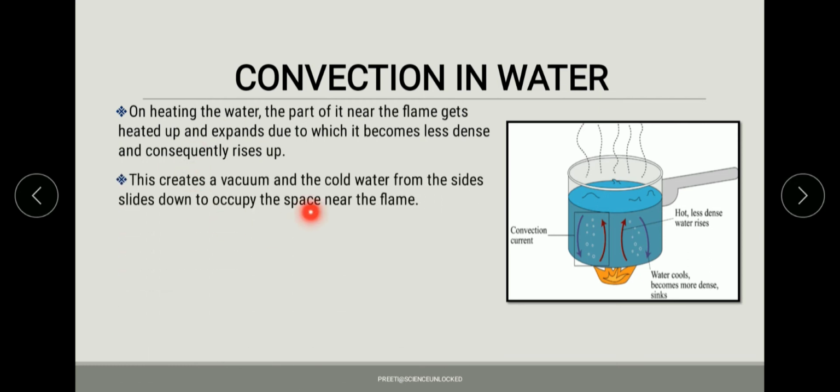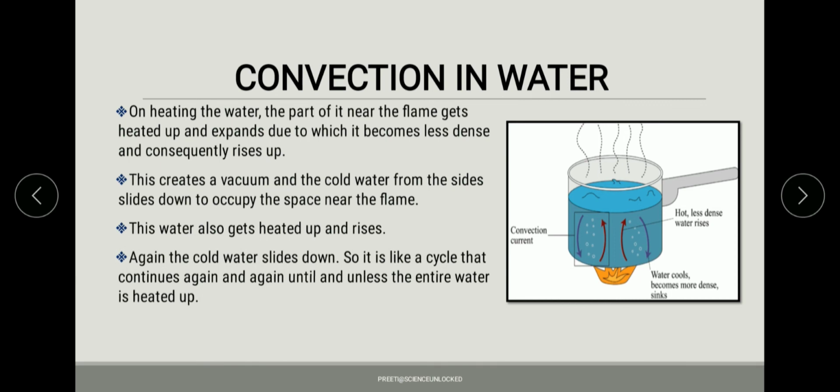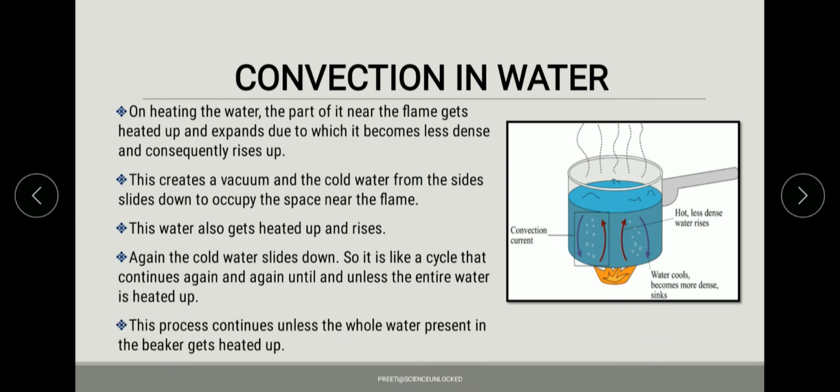So there will be a vacuum created and the cold water will rush to that space so that the ultimate balance can be created. Gradually, the next set of cooler particles of water will also get heated up, will again rise, and the same cycle will keep on going, resulting in the process of convection. Ultimately this will lead to the movement of water within the container and to the even heating of water.